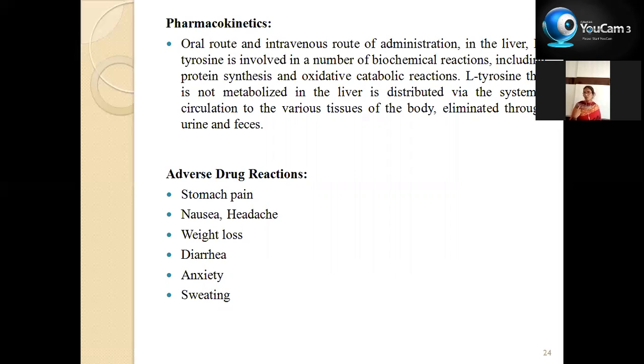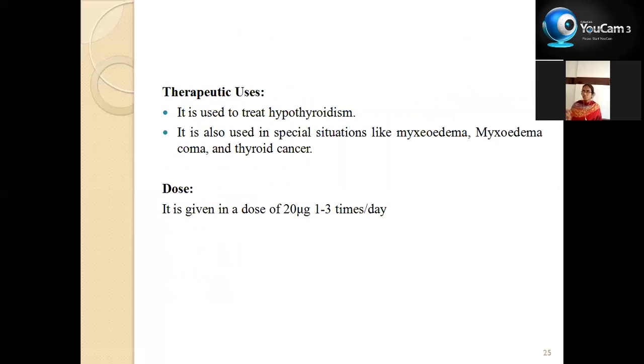Adverse drug reactions are stomach pain, nausea, headache, loss of weight, diarrhea, anxiety, and sweating. It is used to treat hypothyroidism and also thyroid cancers and myxedema conditions. So these are the two drugs which come under the thyroid drugs, meaning these two drugs are used to correct the hypothyroidism condition.